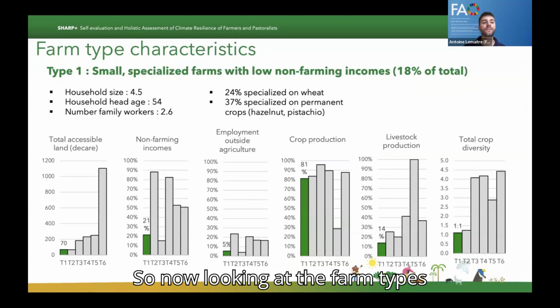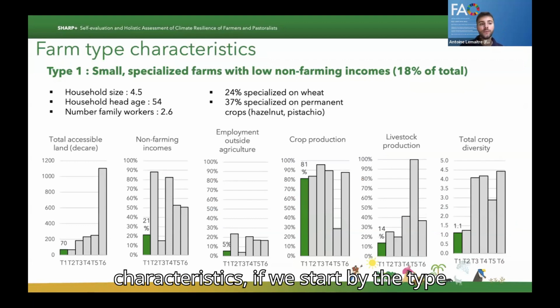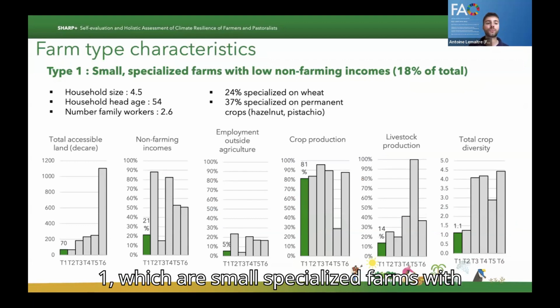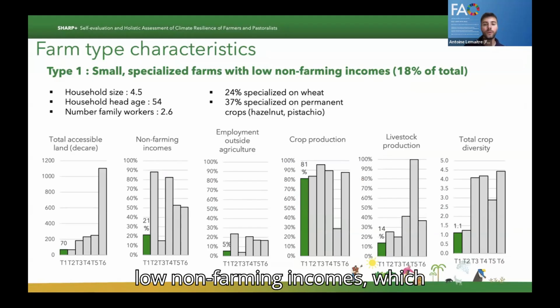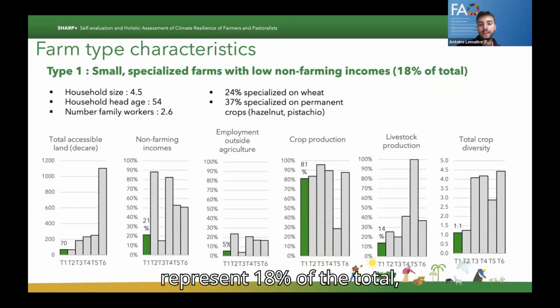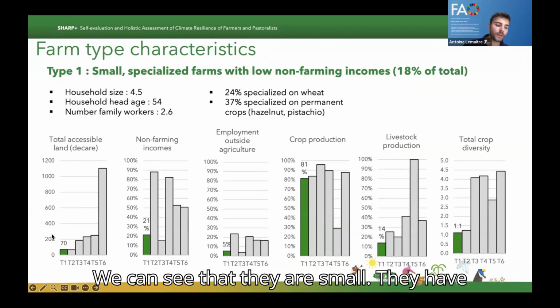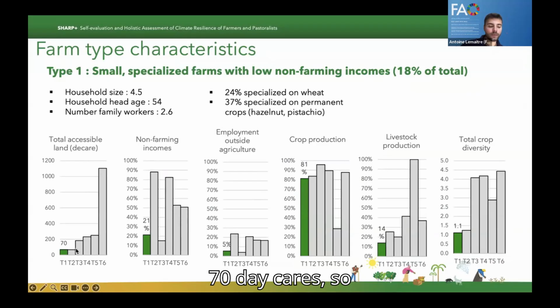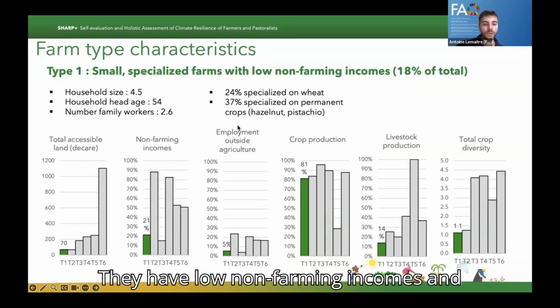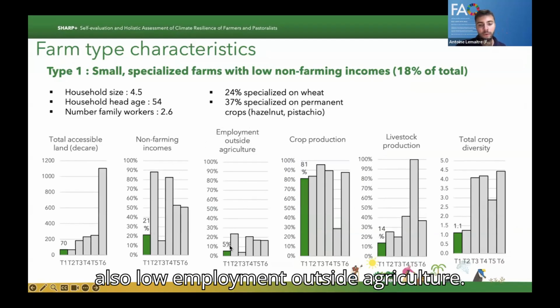So now looking at the farm types characteristics, if we start with the type 1, which are small specialized farms with low non-farming incomes, which represent 18% of the total, we can see that they are small. They have 7 hectares on average. They have low non-farming incomes and also low employment outside agriculture.